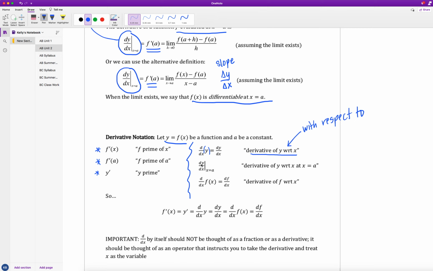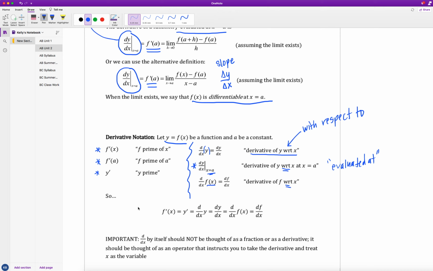Now we could do this as a derivative at a point as well. So the second line here is our specific point at x equals a, and this would be pronounced as the derivative of y with respect to x at x equals a, or again, we could use that evaluated at phrasing instead, or you could just say at x equals a. And then the last notation here would be if I want to use f of x in place of y, I could take the derivative of f with respect to x as well.